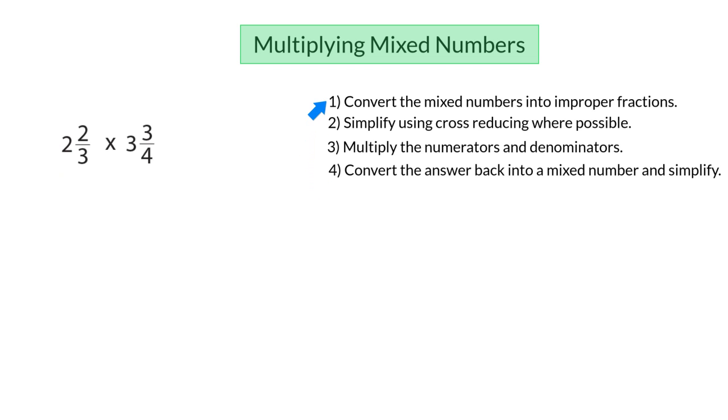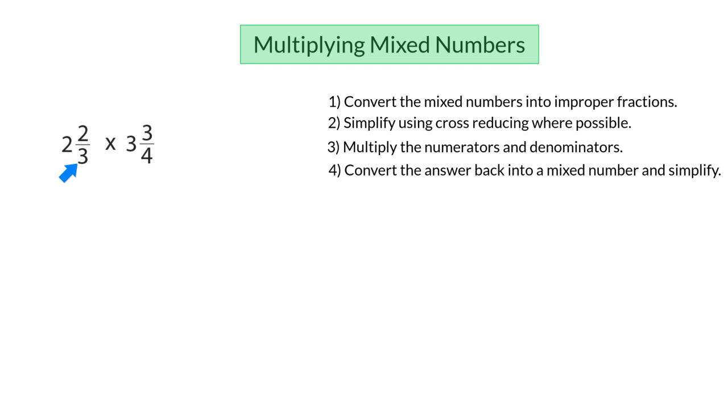So step 1, we're going to convert the mixed numbers into improper fractions. We're going to simplify, if possible, using cross-reducing. Then we're going to multiply the numerators and denominators like we always do. And then finally, if necessary, we're going to convert the answer back into a mixed number and simplify. So let's begin by converting these mixed numbers into improper fractions.